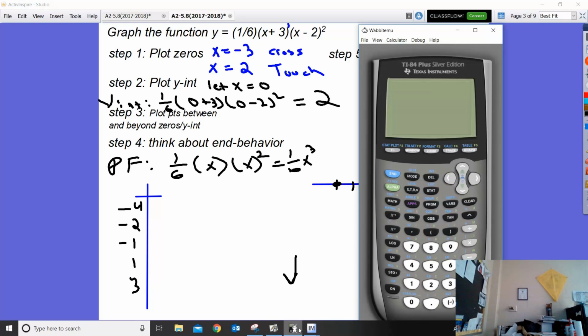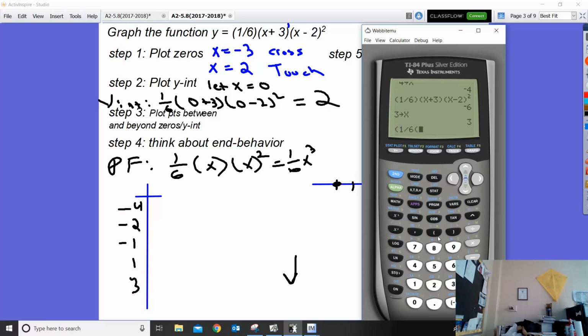I'll walk you through one of them. I'm going to take the 3 at the bottom. I'm going to hit STO, X. And then I'm going to type in the equation as it's written: parentheses, 1/6, close parentheses, X plus 3, parentheses, X minus 2, all squared. I got a 1.